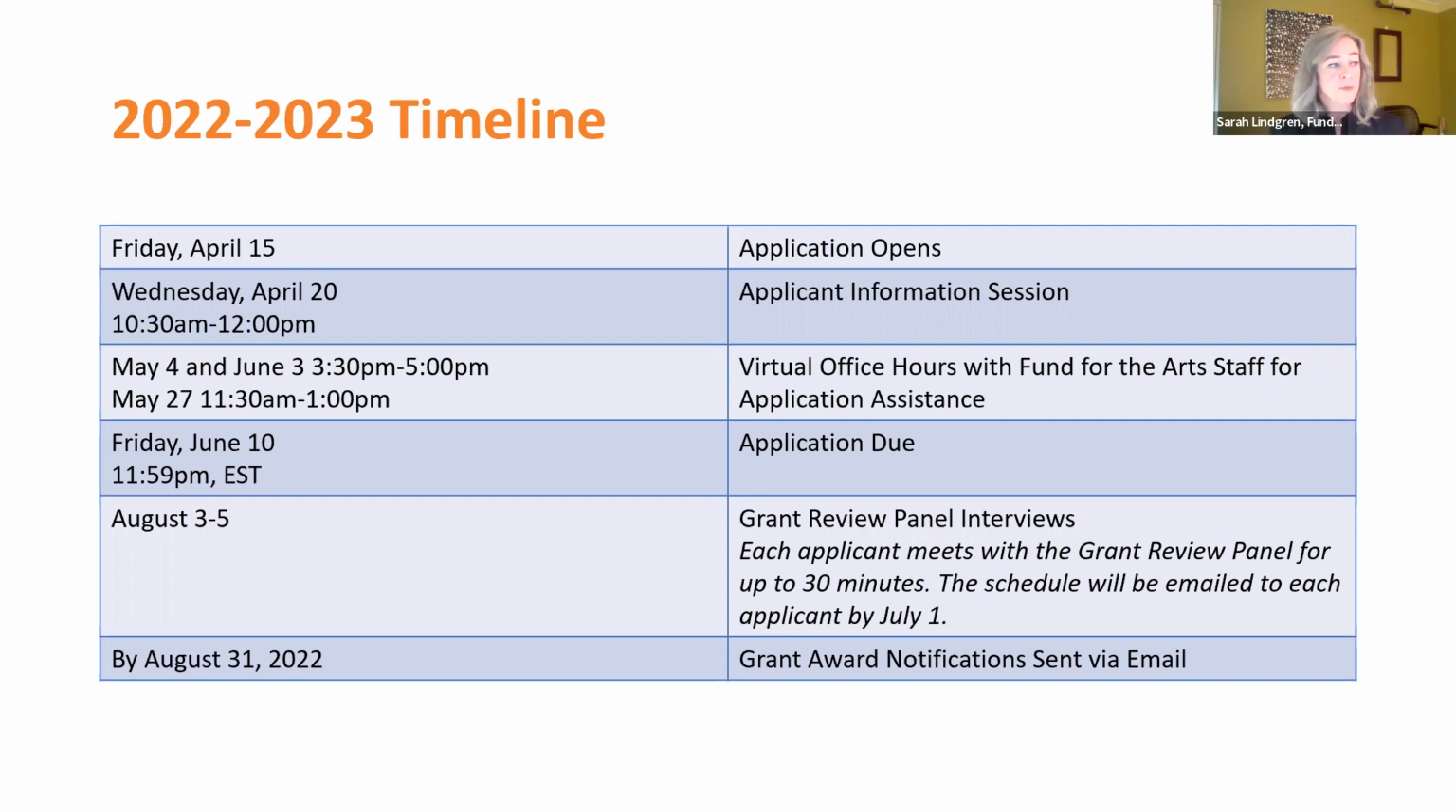After the applications are submitted, you can expect as an applicant to have an interview with the grant review panel. Please hold August 3rd through the 5th for those interviews. And by July 1, we will let each applicant know their specific date and time for the interview. But please hold those dates as tentative until July 1 when we give you more specific information. And then finally, by August 31, we will send your grant award notification via email.